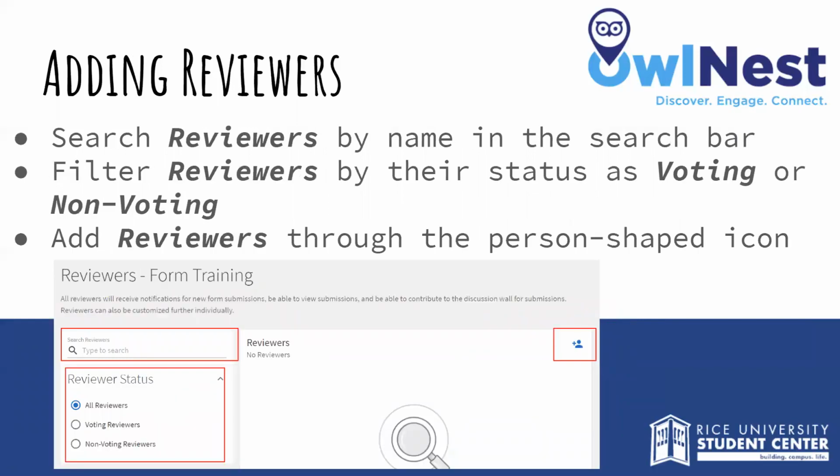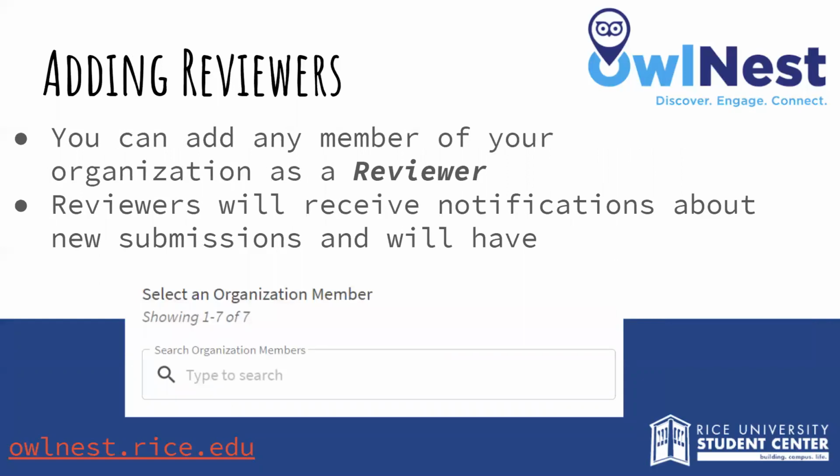Clicking the Reviewers tab takes you to the Reviewers page, where you can search reviewers by their name in the search bar or filter them by their status as voting or non-voting, and then finally add reviewers through the person-shaped icon. When you click the person-shaped icon, you can then add any member of your organization as a reviewer.